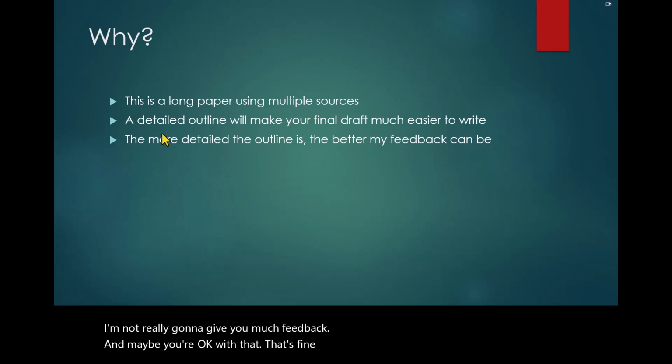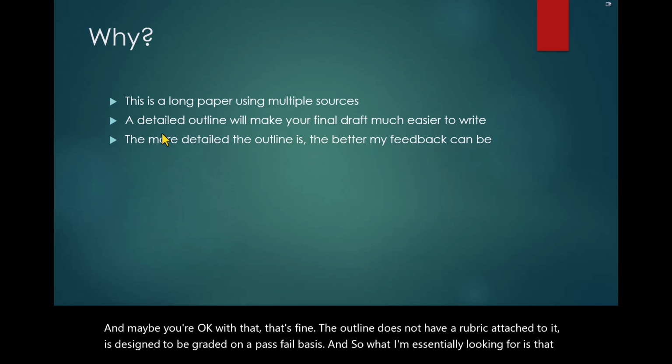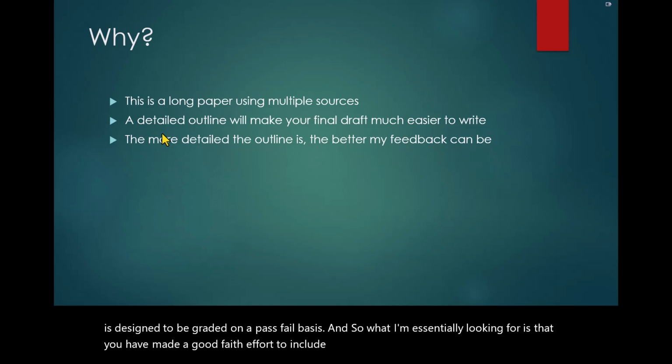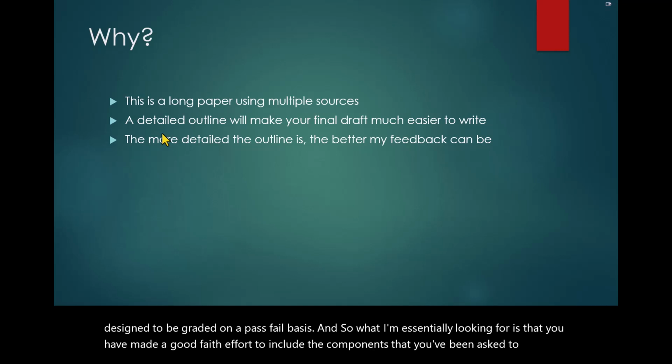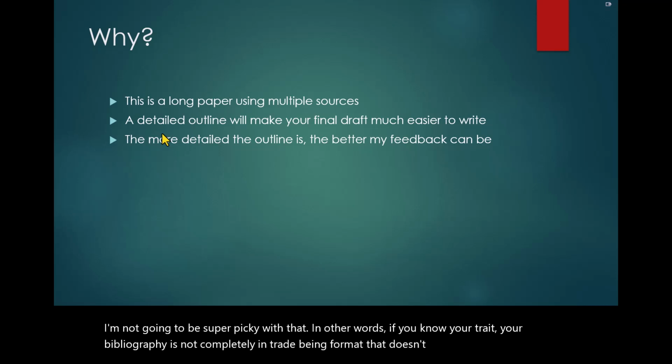The outline does not have a rubric attached to it. It is designed to be graded on a pass-fail basis. And so what I'm essentially looking for is that you have made a good faith effort to include the components that you've been asked to include. So I'm not going to be super picky with that. In other words, if your bibliography is not completely in Turabian format, that doesn't mean it's a fail. But the idea is you made a good faith effort.